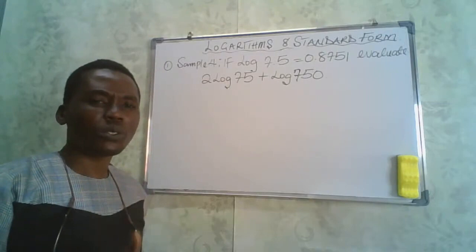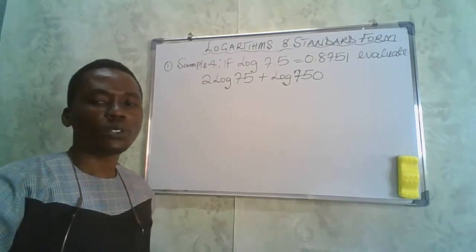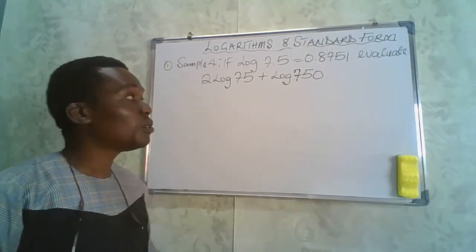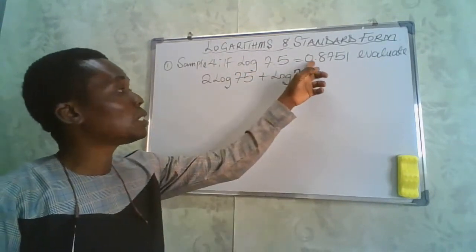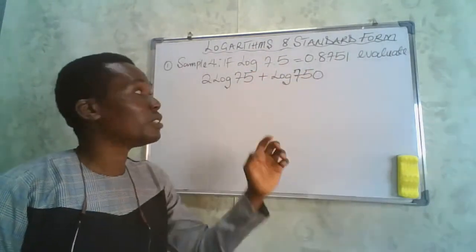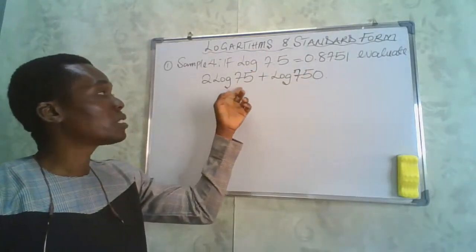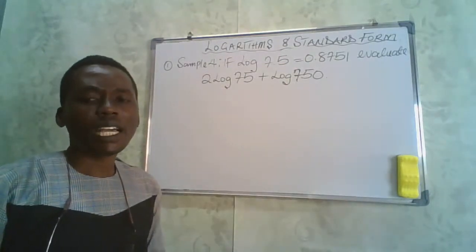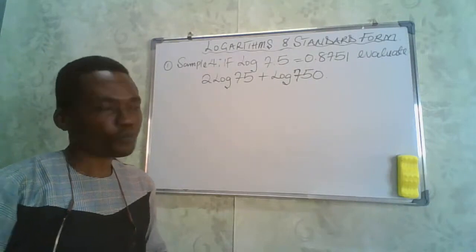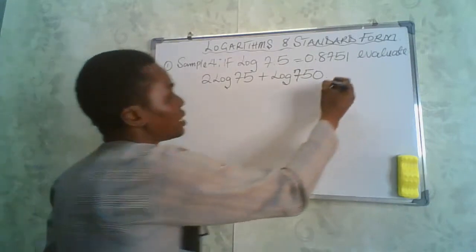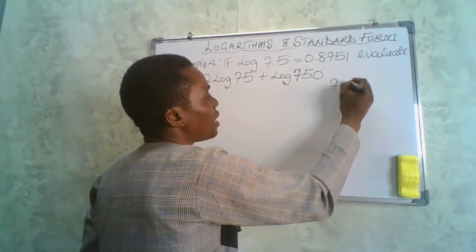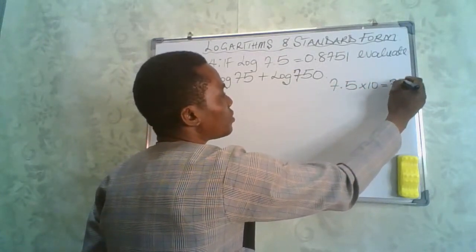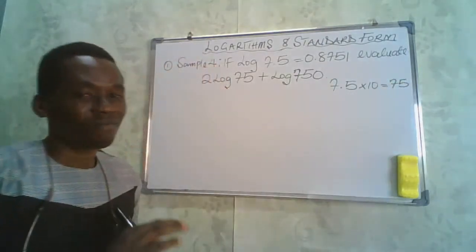Now, if you are given a question like this, how do you go about solving it? Remember, you are told that log 7.5 is equal to 0.8751. You're asked to evaluate 2 log 75 plus log 750. Now, there are 2 things you must note. That 7.5 multiplied by 10 is exactly what will give us 75, right? That is clear.